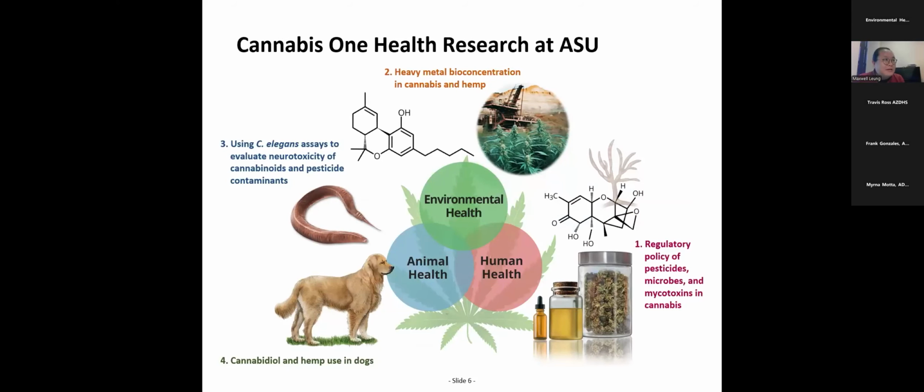Okay, so this is a summary slide talking about the current Cannabis One Health research at ASU in my lab. Today, we are only going to focus on two aspects of our research program. One related to the regulatory policy of pesticide, microbe, and mycotoxin in cannabis, and the other focusing on the solution, which is to use the C. elegans assay, as I will talk about in a bit, looking into neurotoxicity of cannabinoid and pesticide contaminant.